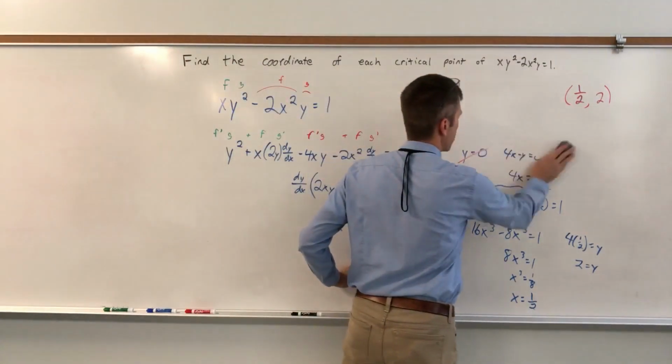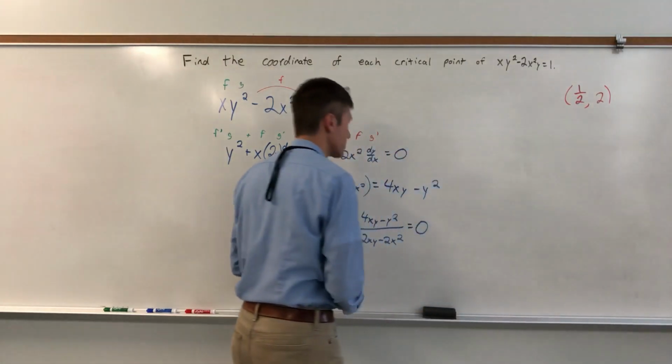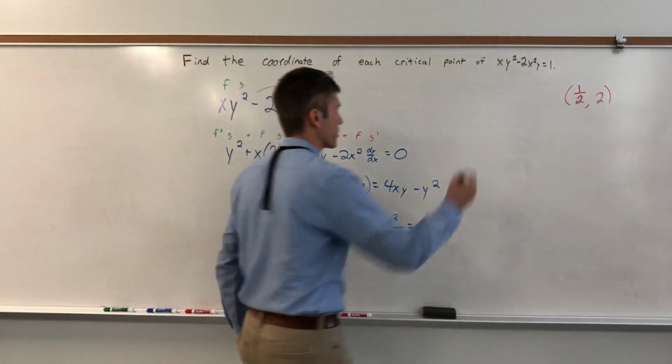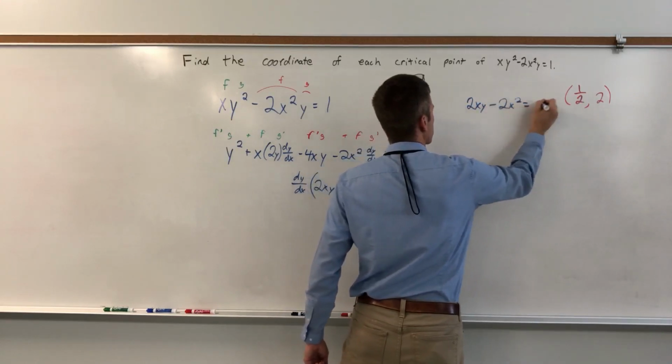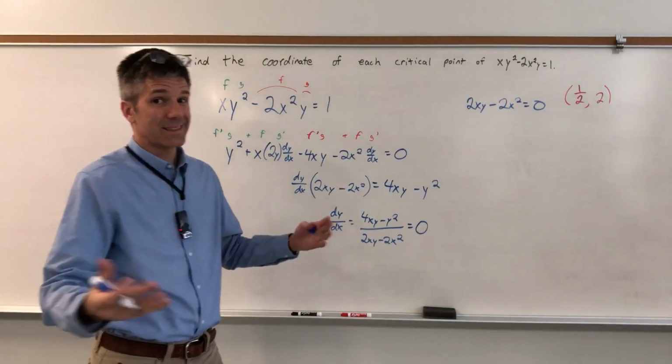So making more space, making more space. I'm going to start making more space. I'm going to sing about it too, apparently. 2xy minus 2x squared equals 0. And we're going to solve that, because this could be where the derivative doesn't exist, right?